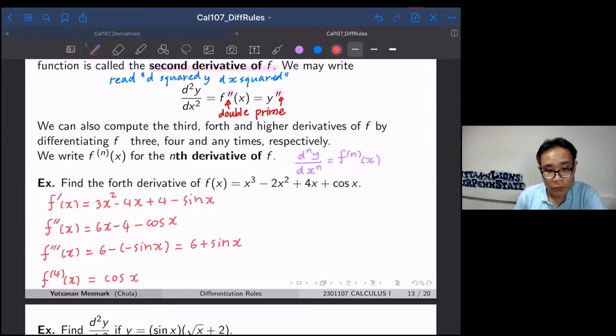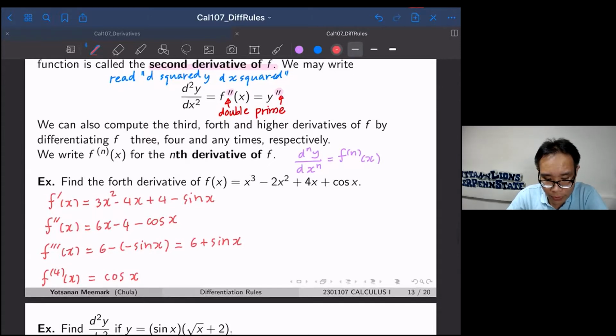So this is the fourth derivative of the function f.